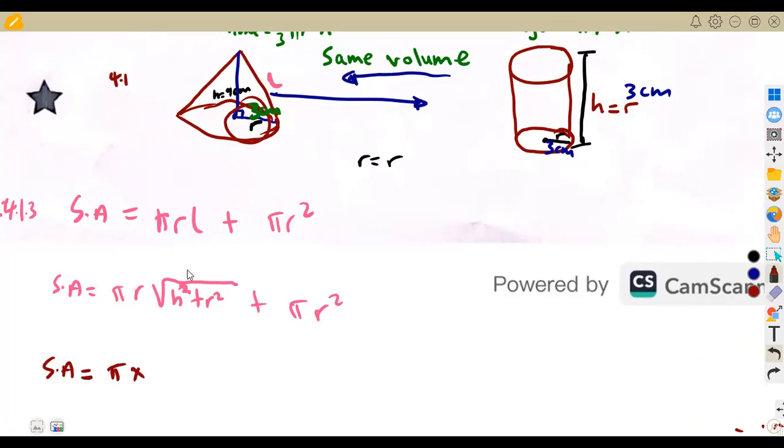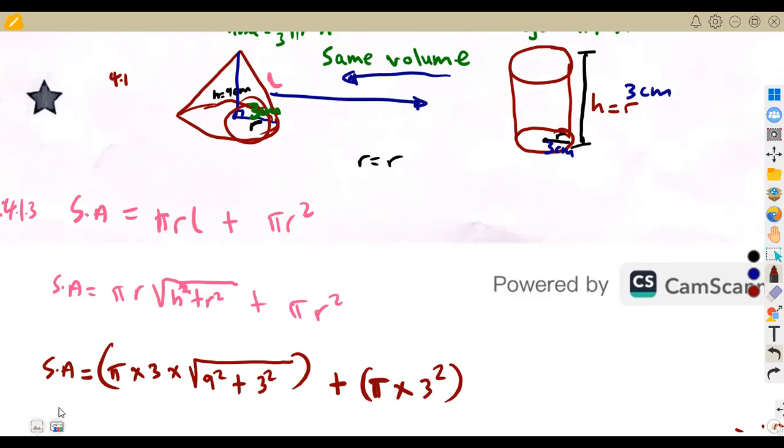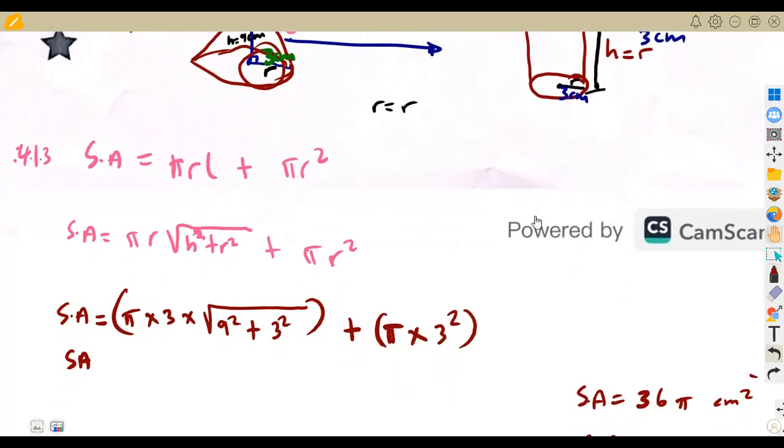So this is going to be pi times r, which is the radius, we said is 3 centimeters, times the square root of h squared plus r squared. Our h, remember, is the height, which is 9 squared, plus the radius squared, which is 3 squared. So this is a single part, plus pi r squared, which is 3 squared, like this. All right. So that was going to give us the surface area.